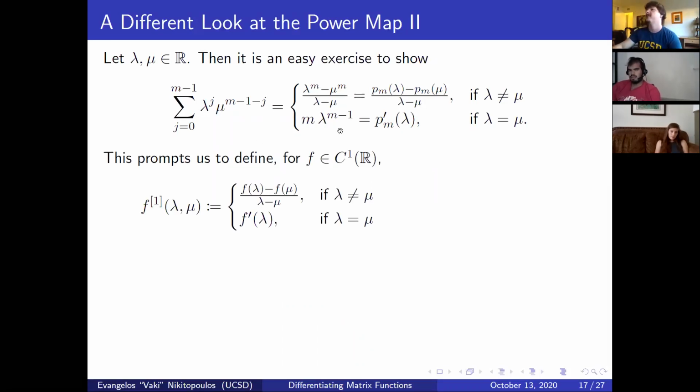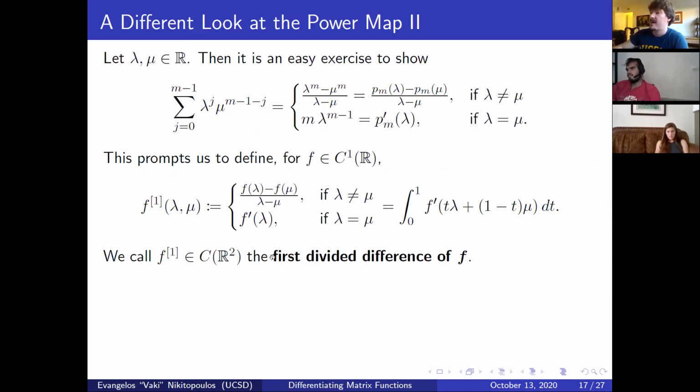So this prompts us to define, for a C1 function, f bracket 1 of lambda, mu as this difference quotient when you have distinct lambda and mu, and f prime of lambda if lambda equals mu. You can use the fundamental theorem of calculus to show that you don't have to do cases here. This has an expression as a nice integral from 0 to 1, f prime of t lambda plus (1 minus t) mu. This actually also makes it clear that if f is C1, then f bracket 1 is continuous as a function of two variables.